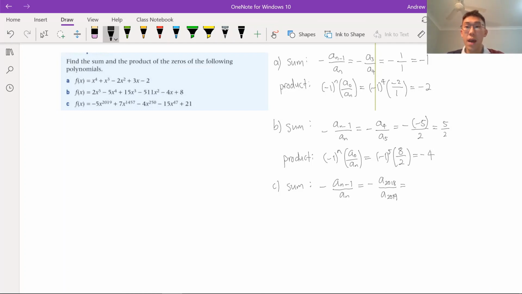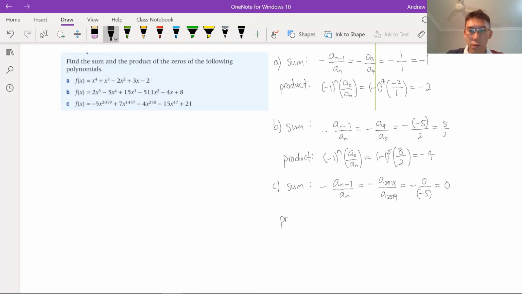Now, since we don't have a 2018 term, do we? So what's the coefficient going to be? 0, you got it. And over negative 5, but that doesn't really matter anymore. The answer is going to be 0.